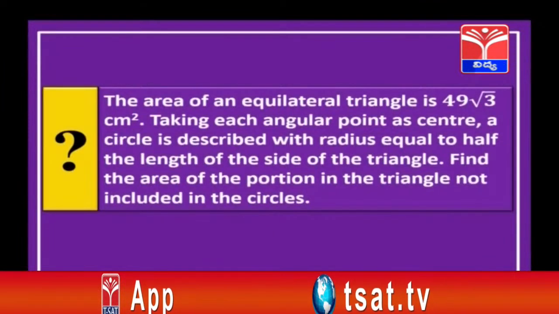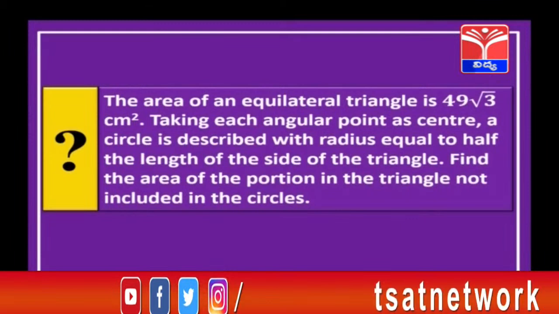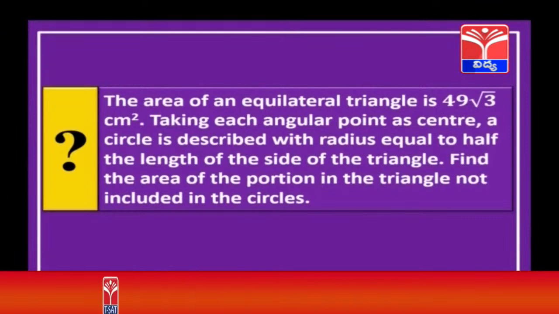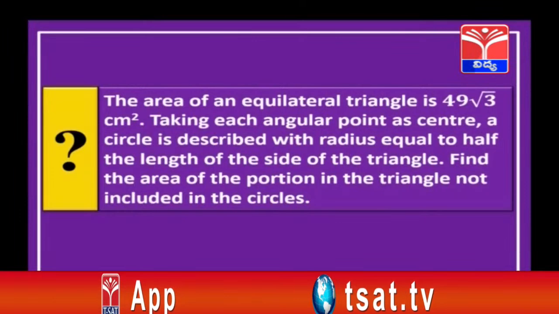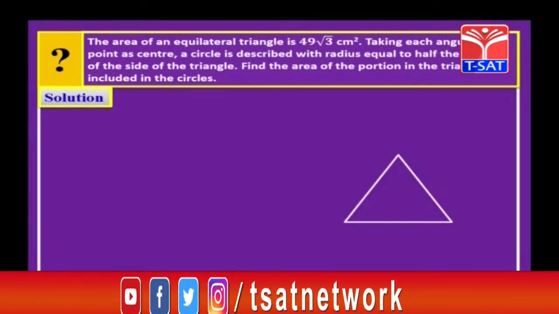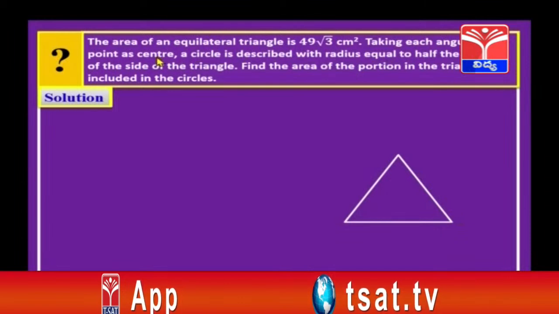The area of an equilateral triangle is 49 root 3 centimeter square. Taking each angular point as center, a circle is described with radius equal to half the length of the side of the triangle. Find the area of the portion in the triangle not included in the circles. Let us start with the solution. So children, there is an equilateral triangle. So let us first draw the equilateral triangle, and taking each angular point as center, we are going to draw a circle.